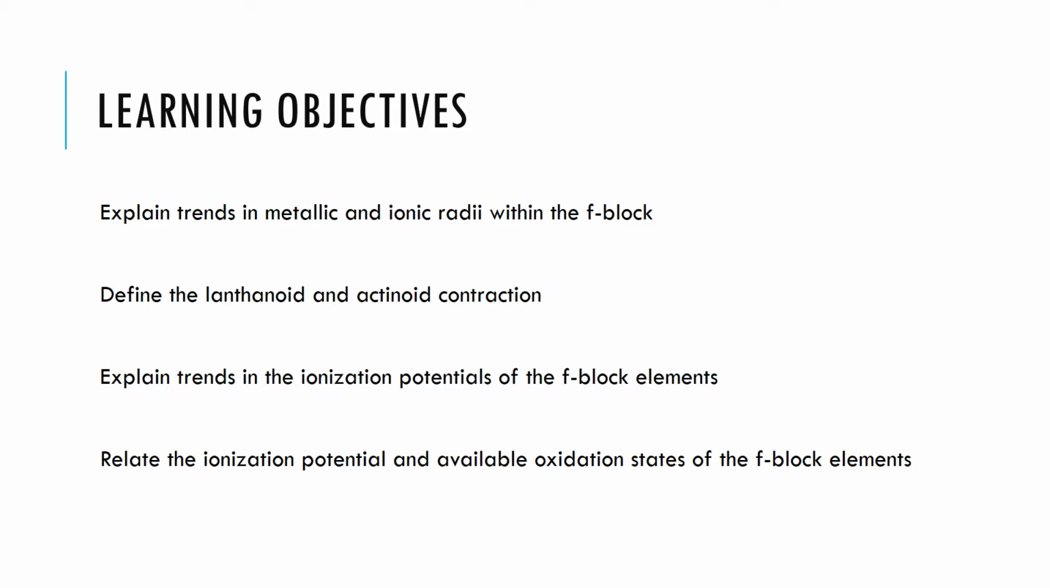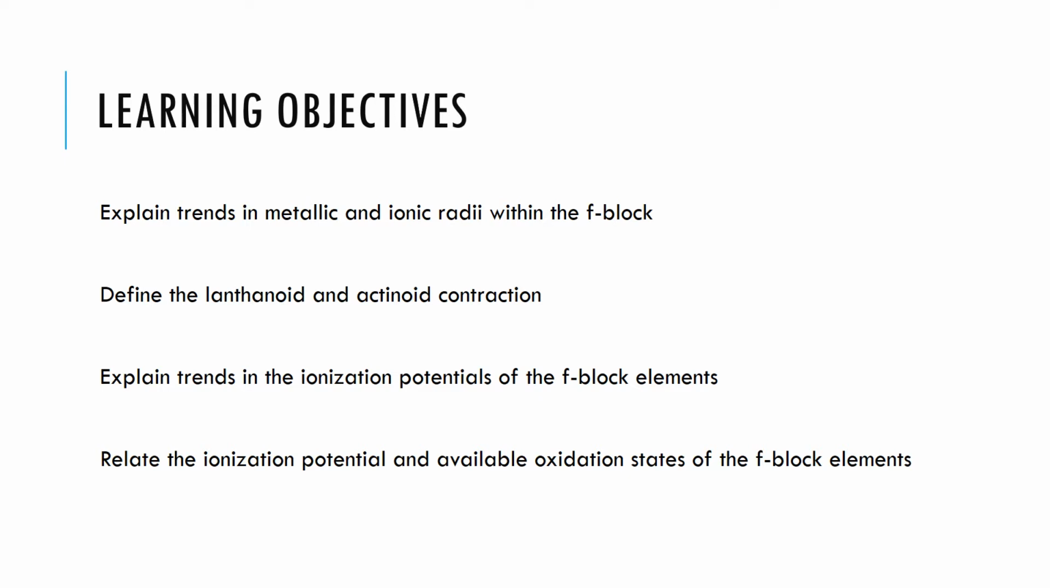I want to continue our discussions surrounding F-block elements today, and I want to start to think about trends in the metallic and ionic radii within the F-block. What happens to those metallic and ionic radii as we cross the F-block, as we move from left to right across the lanthanoid and the actinoid elements? And I want to look at a particular feature of this part of the periodic table, which is known as the lanthanoid and the actinoid contraction.